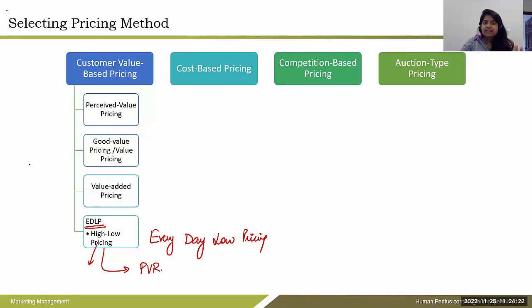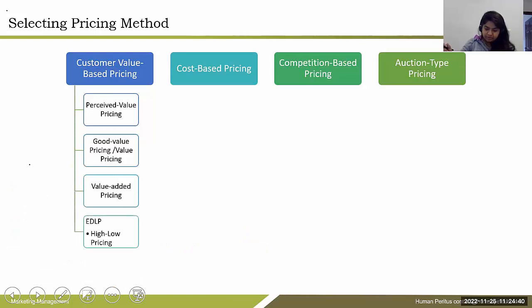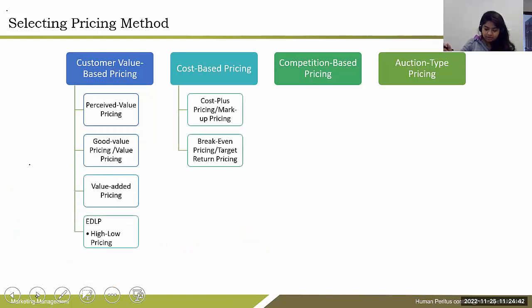There was another sale thing which was going on in Big Bazaar, Wednesdays or Big Bazaar Thursdays. So on that particular day, something was relatively priced at low. Okay. So am I clear with what is EDLP and high-low pricing? Perfect.